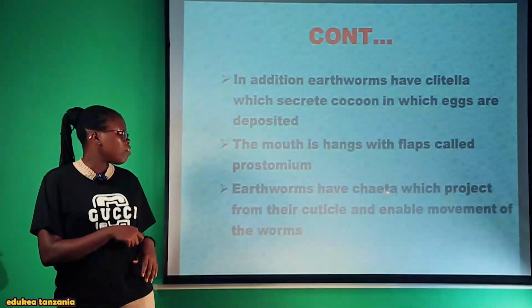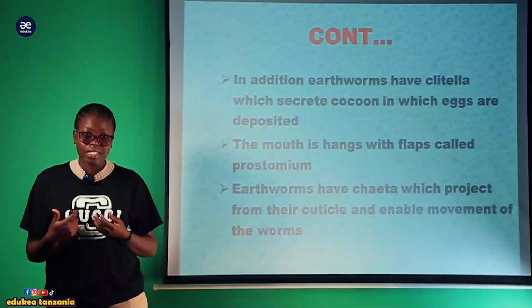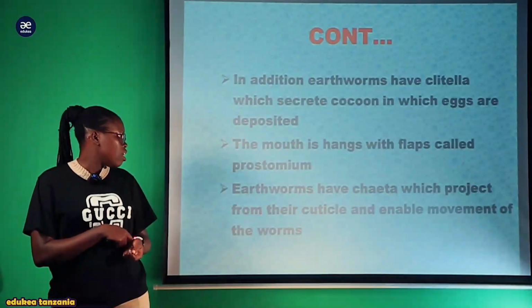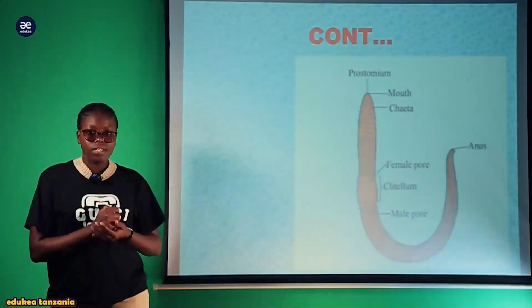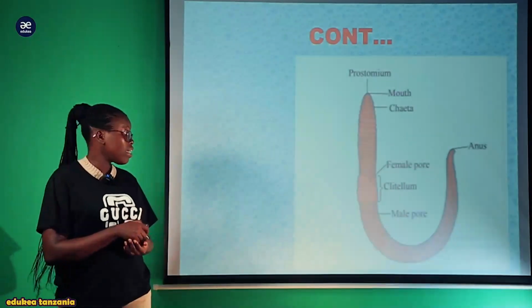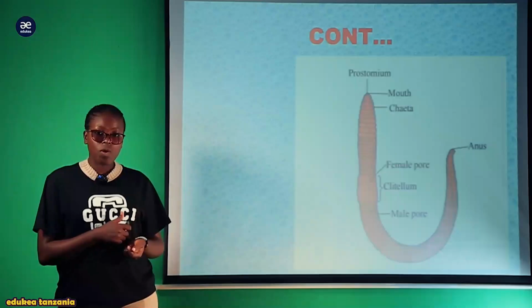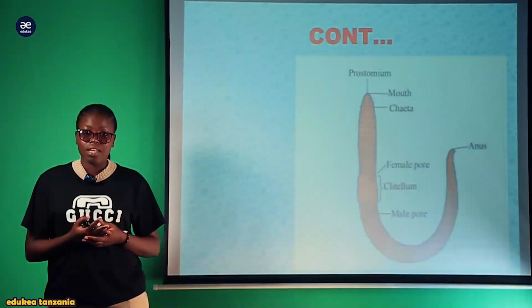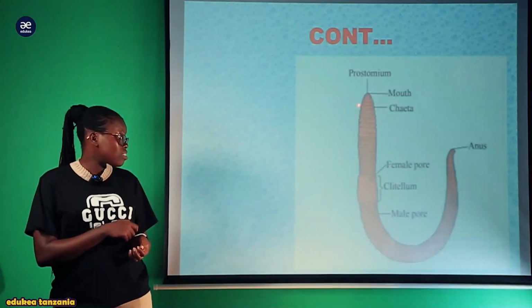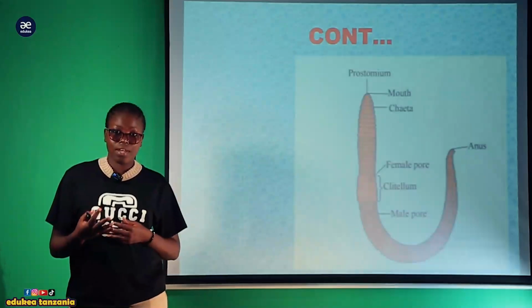Also, earthworms have chaetae, which are hair-like projections that help in locomotion, which project from their cuticles and enable movement of the worm, so they are used for locomotion. This is a structure of the worm. As you see here, this is the prostomium. This is the mouth part, where we say there is a concentration of chemoreceptors and sense organs. And here this ciliary structure called the chaetae helps in locomotion, for moving from one place to another.